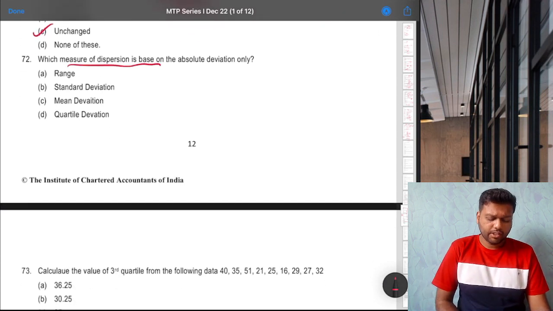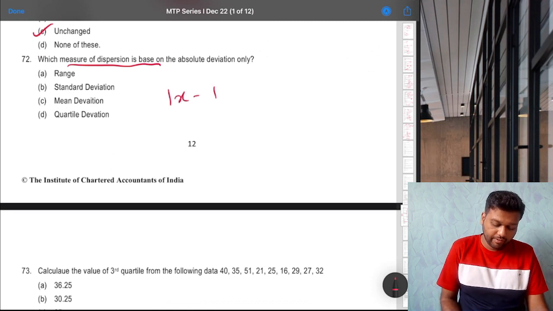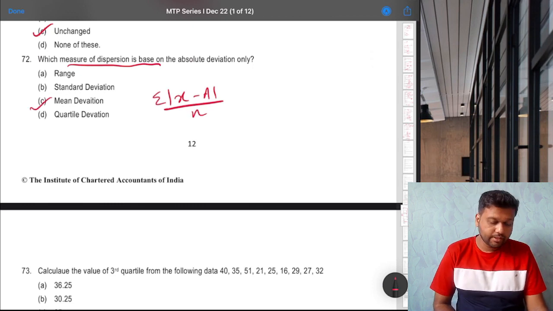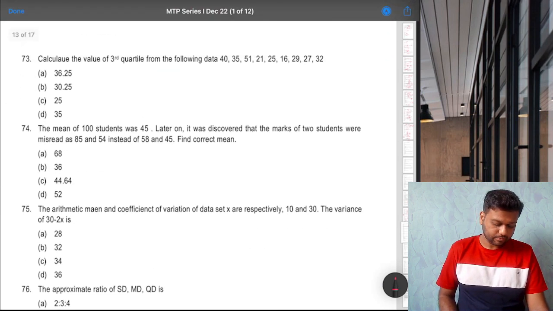Which measure of dispersion is based on absolute deviations only? So mean deviation, formula of mean deviation itself is based on absolute deviations, right? So mean deviation is the correct answer, option C.